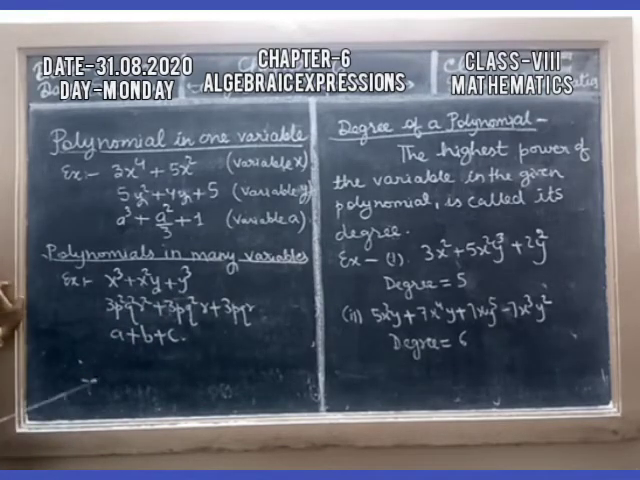Now degree of a polynomial. So what is degree of a polynomial? The highest power of the variable in the given polynomial is called the degree. So highest power of the variable. Clear? In the given polynomial is called the degree.